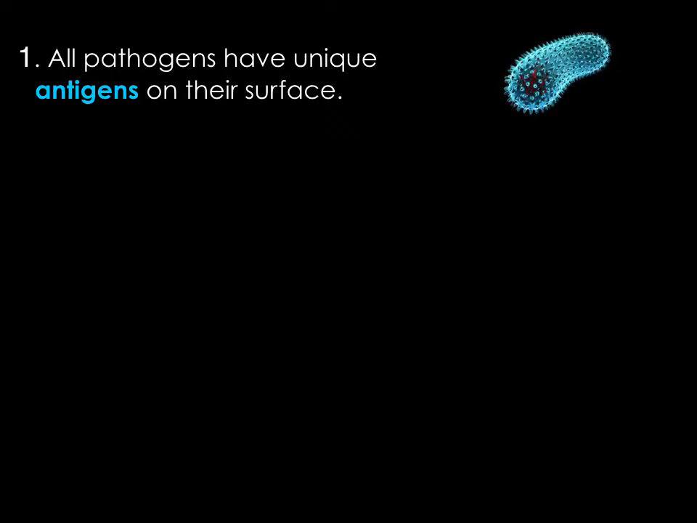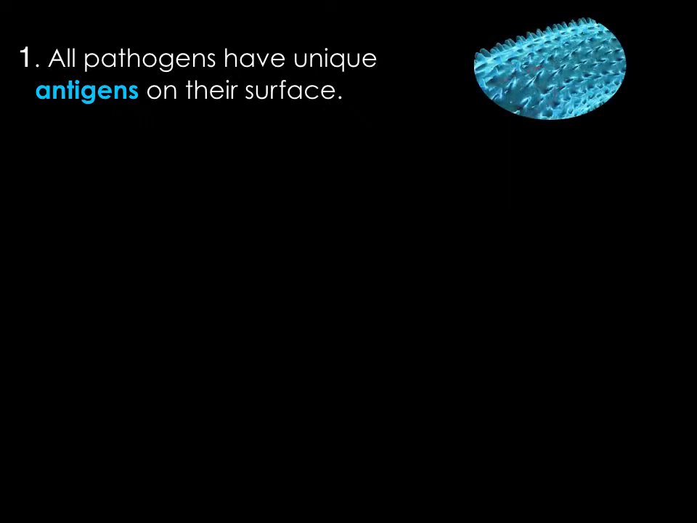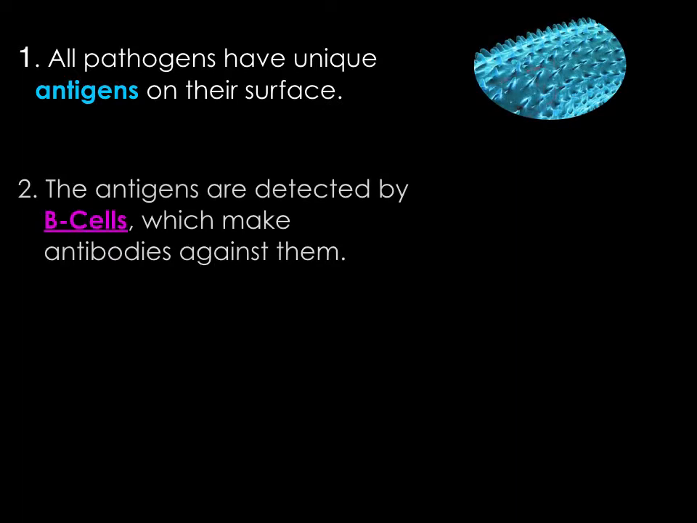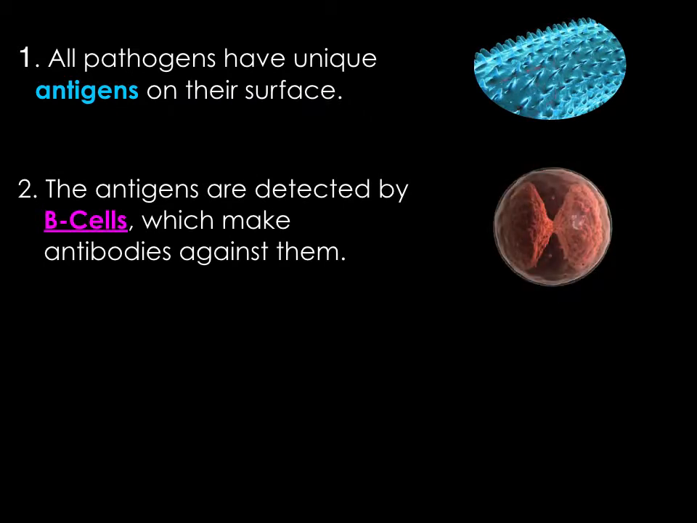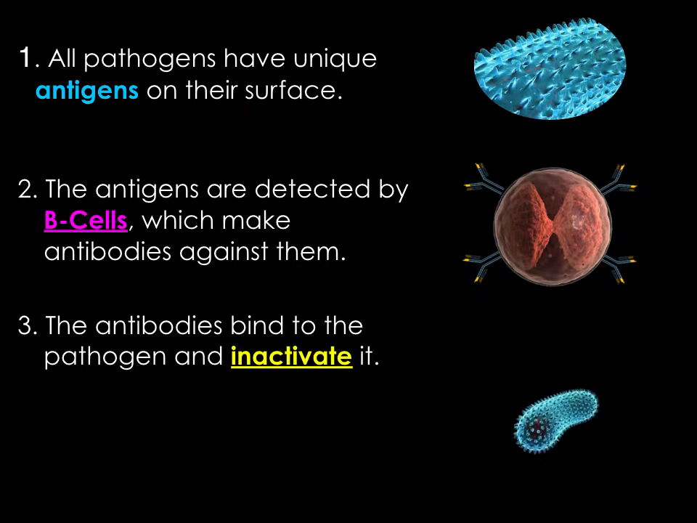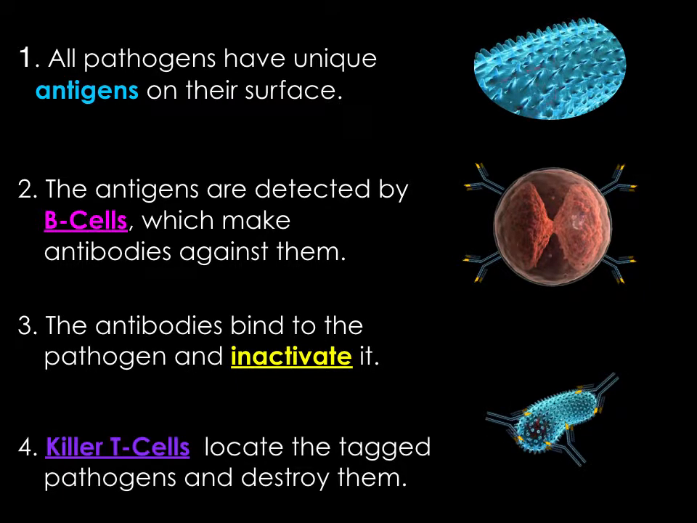Sort of to summarize that, all pathogens have a unique antigen on their surface that signals that molecule is foreign. The antigens are detected by B cells, which make antibodies against them. These antibodies will bind to and inactivate the pathogen. Killer T cells locate the tagged pathogens and destroy them.